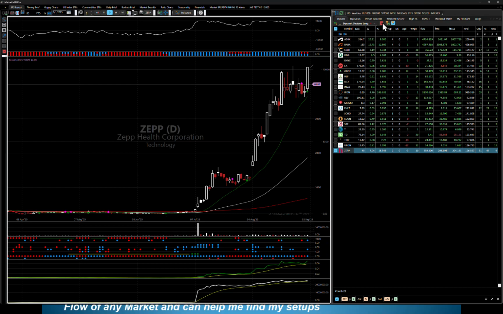So this is how I use scans. So were all these actionable? No. Were any of them horrible? No. This brought some really high quality stocks to the top.